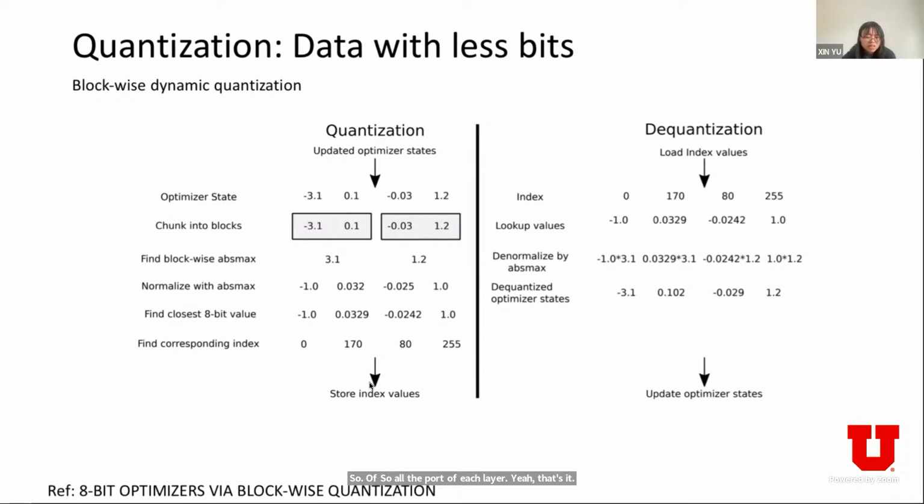Okay. And now we will go to the first method, QLoRa. QLoRa, the efficient fine tuning of quantized large language models. Before we go to the detail of QLoRa, we need to review what parameter efficient fine tuning is, and what full fine tuning is.